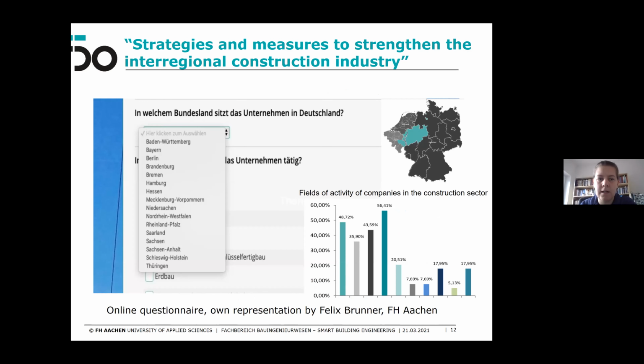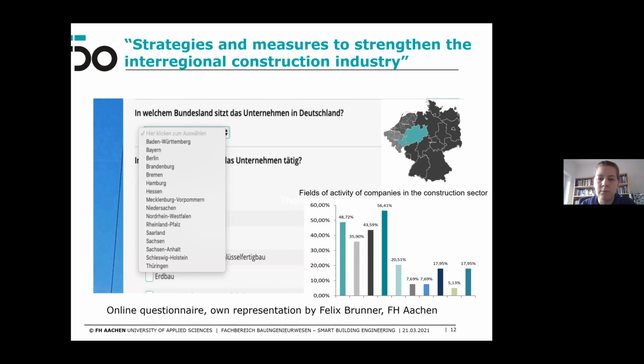Here you can see a screenshot of our questionnaire. We had it in German, French, and Dutch, so that each company was able to answer in their own language. Of course, here you can see the map with Germany, here are the Netherlands, here is Belgium, and this green or mint area is what we have been interested in.